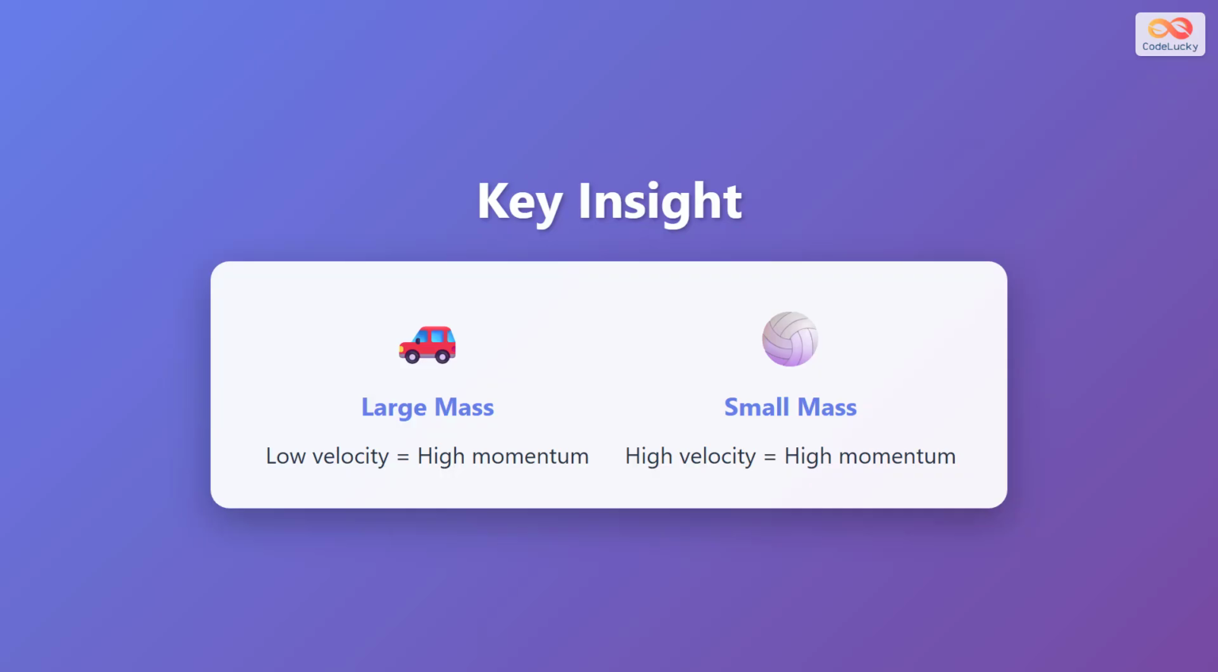Here's an important insight about momentum. A large mass moving at low velocity can have high momentum, like a slow-moving truck. Similarly, a small mass moving at high velocity can also have high momentum, like a fast-moving baseball. Both mass and velocity contribute equally to momentum, so either one can create significant momentum.